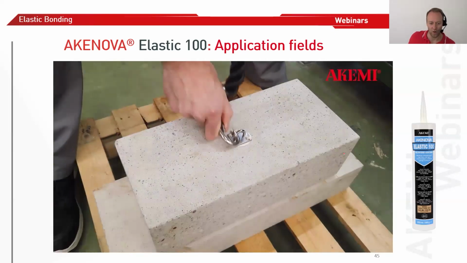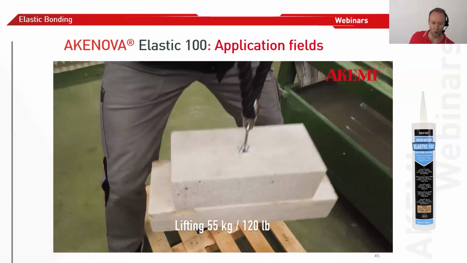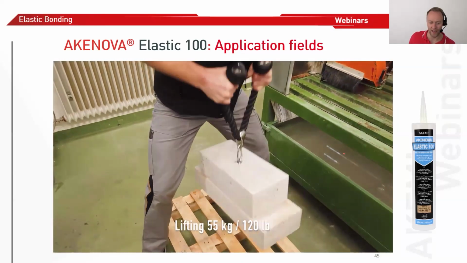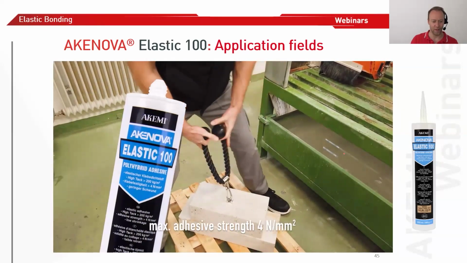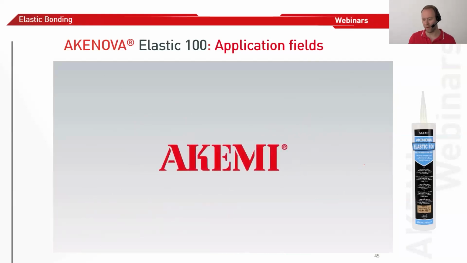And now we put on some lifting device, and this is a 55 kg stone block only glued on this small area. Theoretically, on this area you can hang about 400 kg. With the AKENOVA Elastic, we have about 45 kg per square centimeter. So in an area like this, you can bond about 45 kg. So this is quite a strong adhesive for a polyhybrid elastic product.